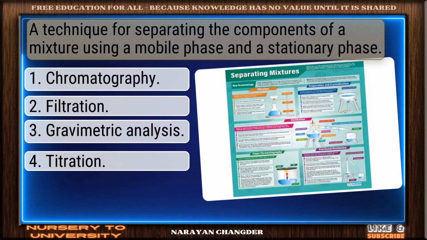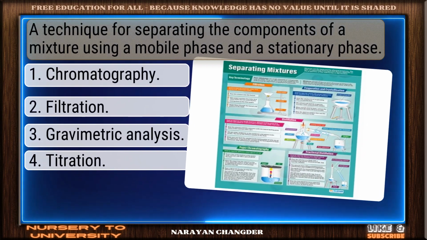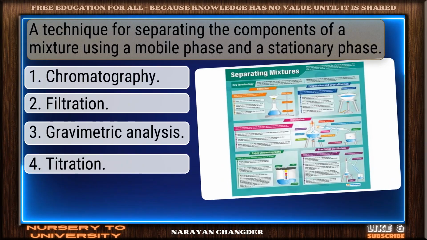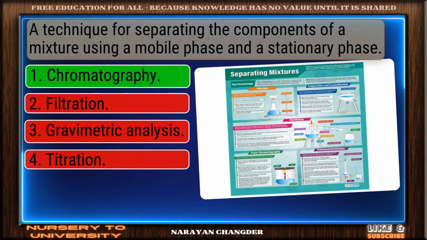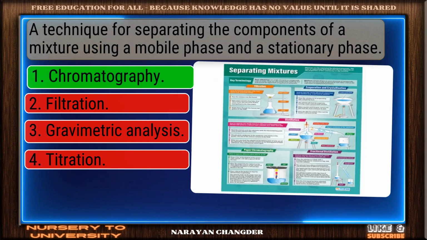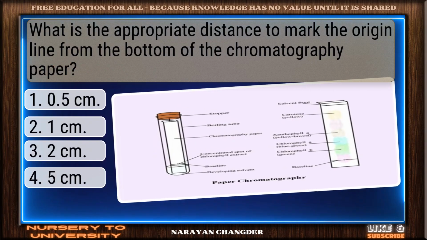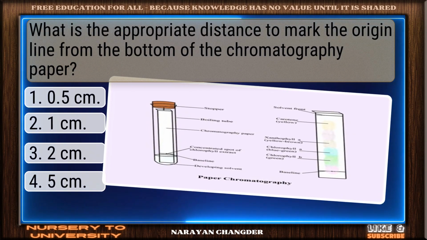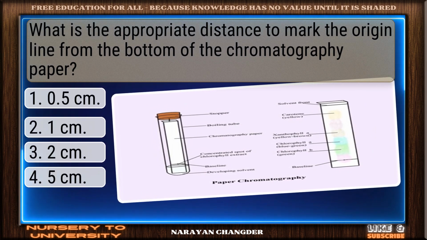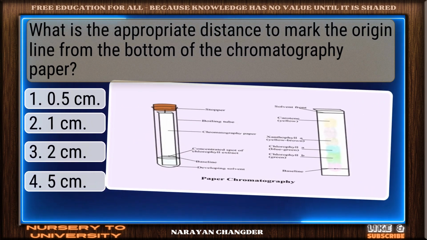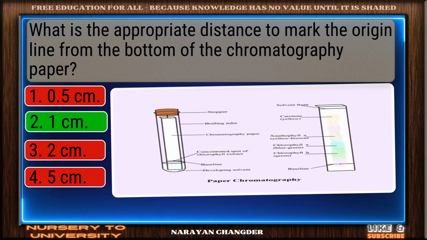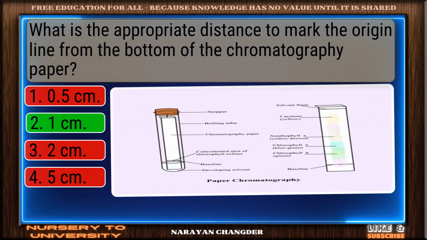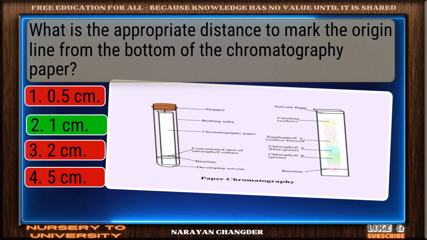A technique for separating the components of a mixture using a mobile phase and a stationary phase. Valid point. Chromatography is true. What is the appropriate distance to mark the origin line from the bottom of the chromatography paper? Clear logic. Your choice, 1 cm, is sound and 100% true.